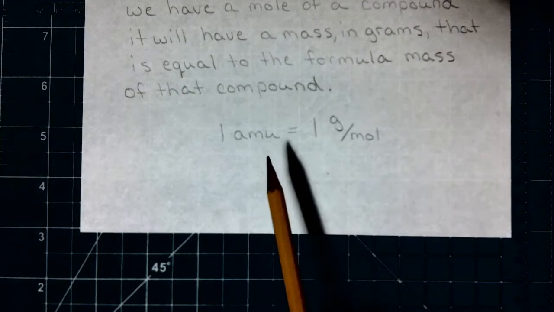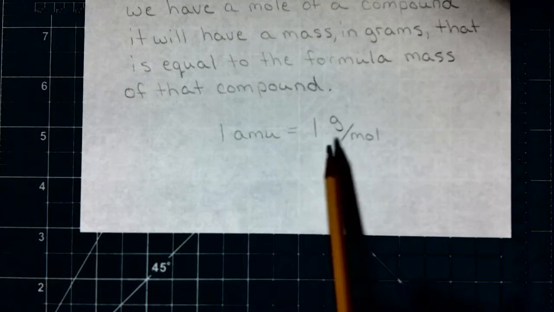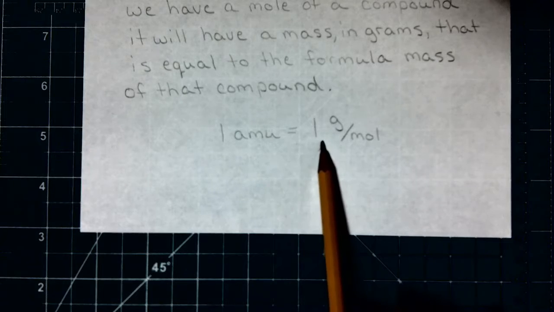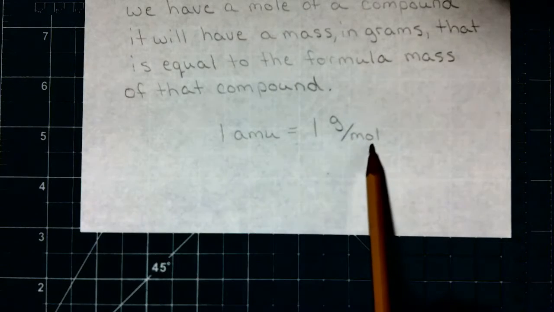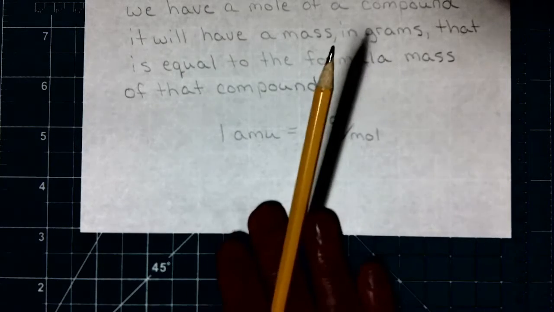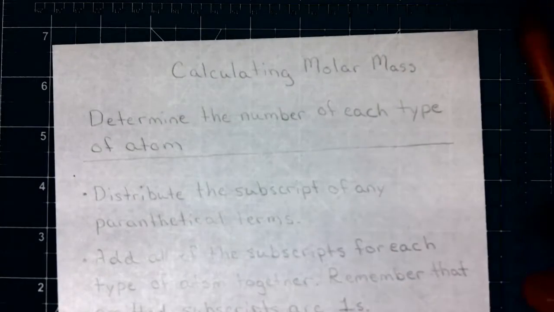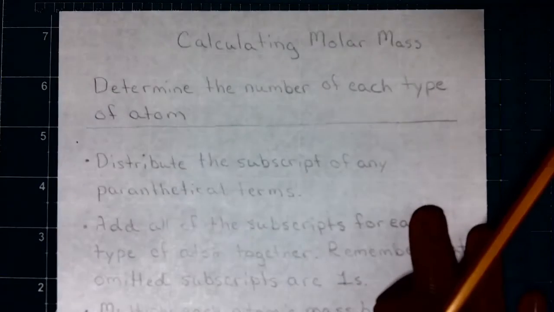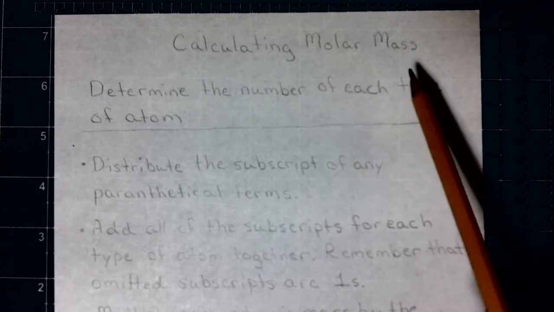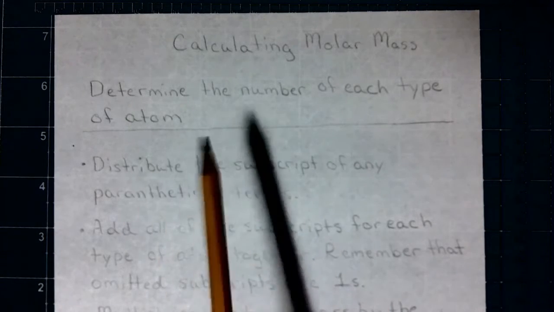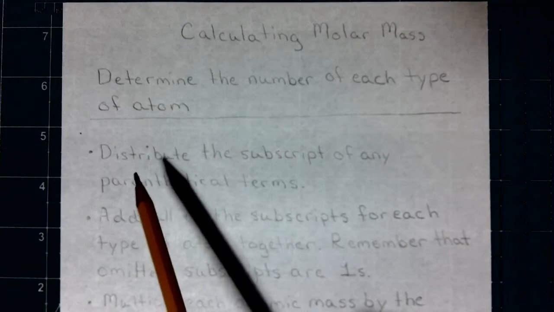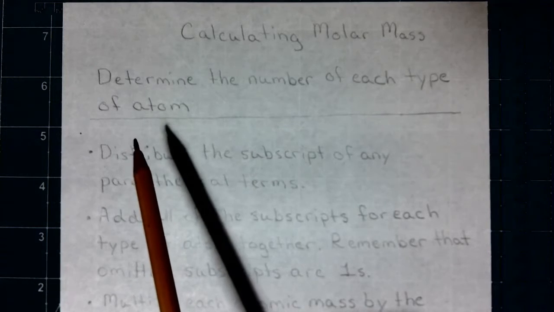But for right now, we need to know that the consequence of this is that 1 AMU is equal to 1 gram per mole. These are now equivalent units. All right. So formula mass or molar mass is the amount of mass per mole of a compound. And the way we're going to calculate this is just like we were calculating how many AMUs there were in a compound from the atomic masses.